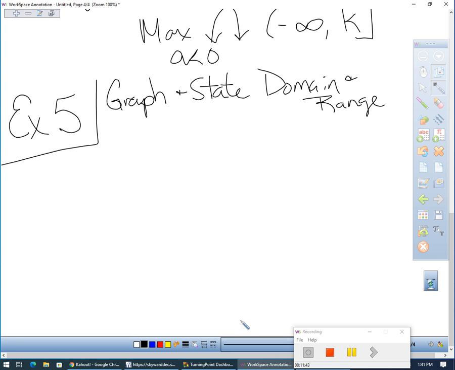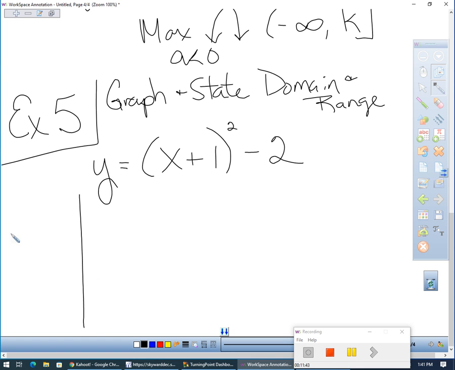All right, and let's start off with y equals x plus 1 squared minus 2. So Devin, where's our vertex? Does anybody want to help Devin out? Where's our vertex? Good. -1, -2. So here's our vertex right here.